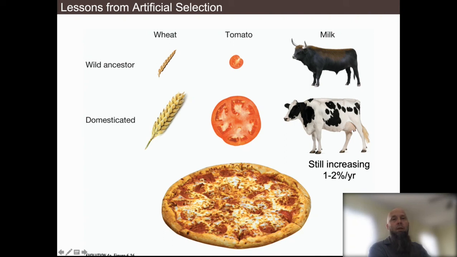And these are still getting bigger and better, right? If you want to think about it that way, right? The text mentions that dairy production from cows continues to increase by 1% to 2% a year. That's incredible. That's an enormous increase in dairy output from these cows.